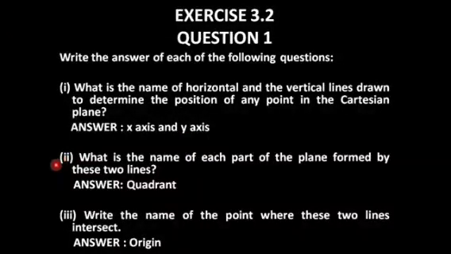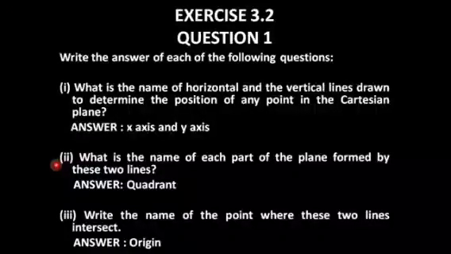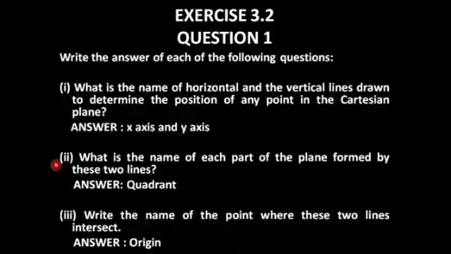Let us get to the second question. What is the name of each part of the plane formed by these two lines? We have already discussed that the Cartesian plane is divided into four regions, four parts, and each one of them is called a quadrant. So the correct answer is quadrant.